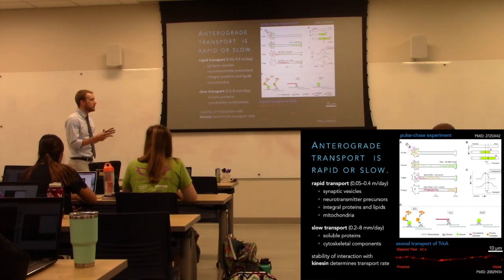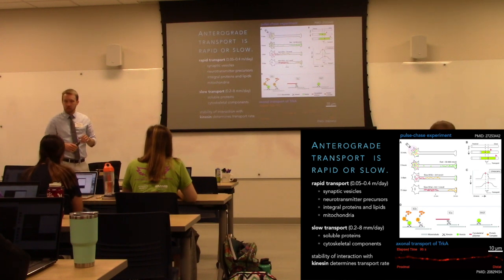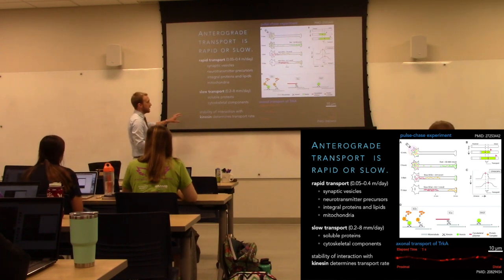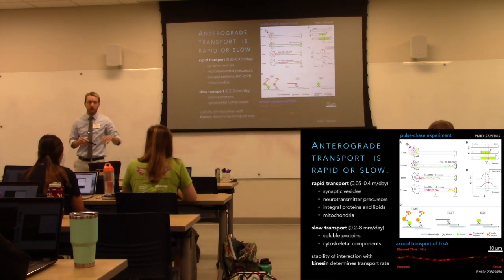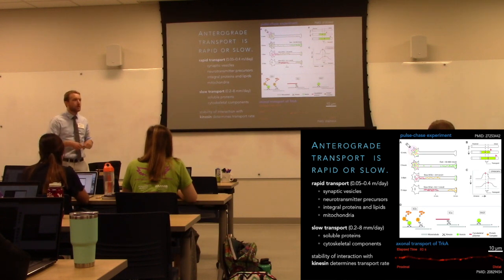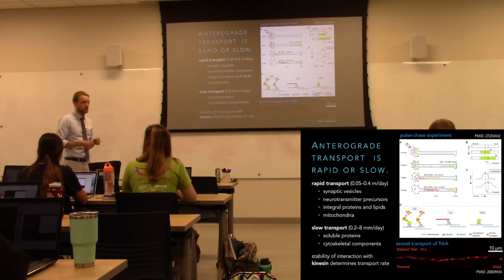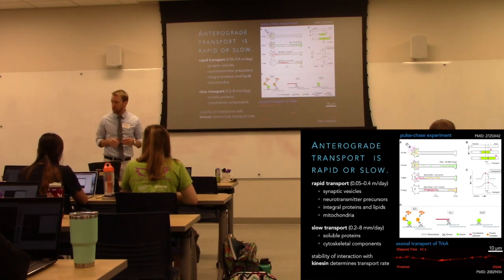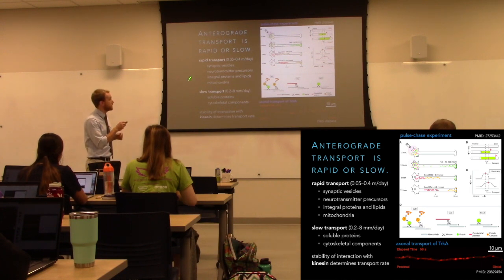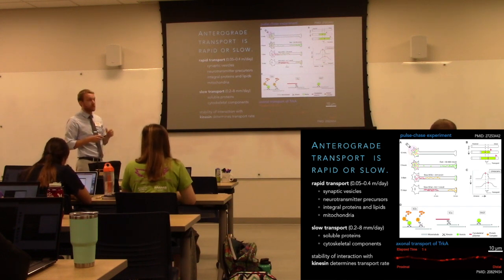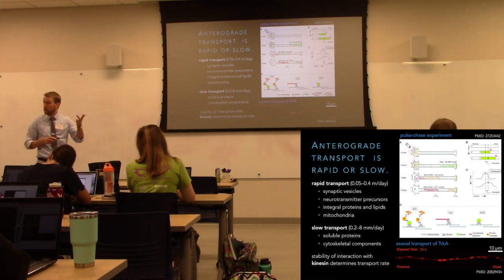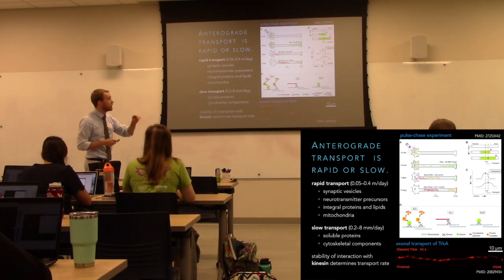And what you'll notice here is that some of them are moving very quickly, some not so much. And that's because the stability of that interaction with kinesin isn't constant. This is still chaos. We're still talking about molecular function, so it still comes down to chance. Do you bump into kinesin and the adaptor proteins that will hold you there? Do you happen to fall off? How frequently do you fall off? That's what's going to determine your rate. Some things tend not to fall off very often. Synaptic vesicles, neurotransmitter precursors, mitochondria, things that we need to get down to replenish our synapses.